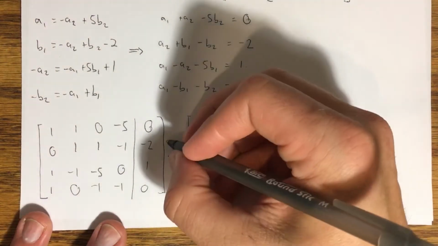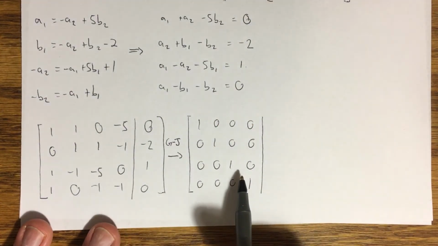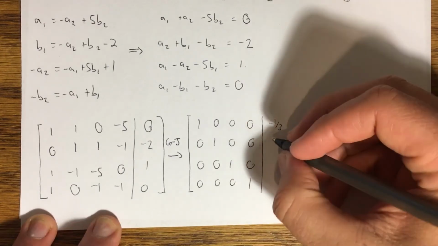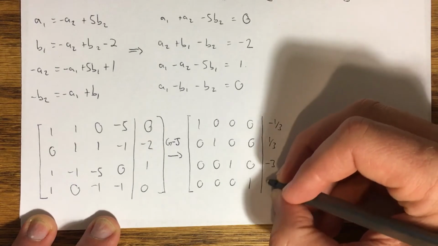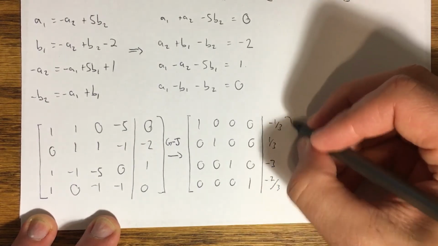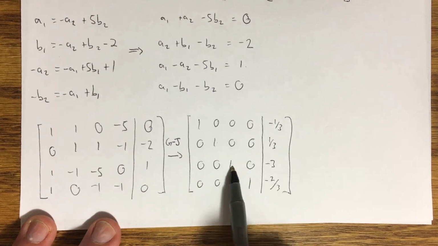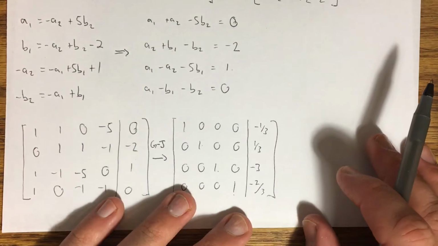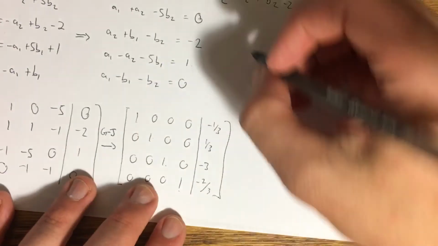But we would use Gauss-Jordan to reduce this down to this. And what we're going to get is negative 1/3, positive 1/3, negative 3, negative 2/3. Okay? These are the solutions for A1, A2, B1, and B2. And so that gets me my particular solution. Now I can write my final answer.